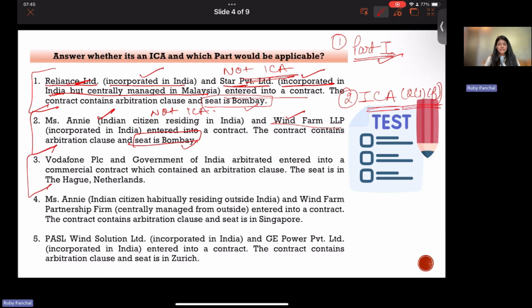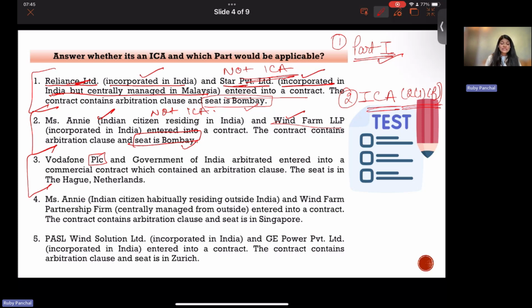Let's go to point number 3. Vodafone PLC and Government of India entered into a commercial contract which contained an arbitration clause. Now, here, especially those of you who are company law students, you would appreciate the suffixes that are used in a company's name. And when it's limited or private limited or OPC, that might give us a hint that it might be incorporated in India because those are the suffixes we use in our jurisdiction.